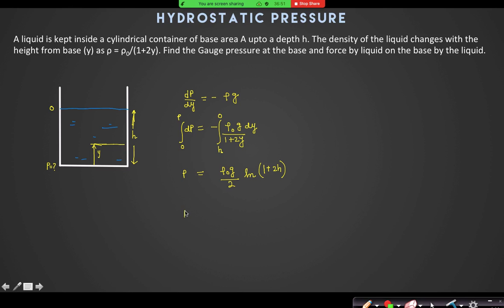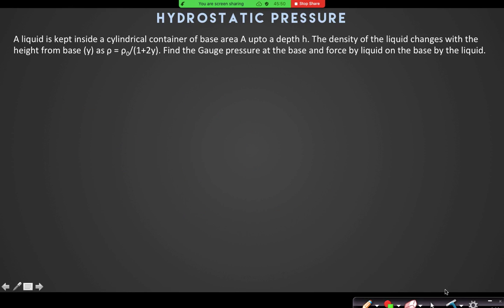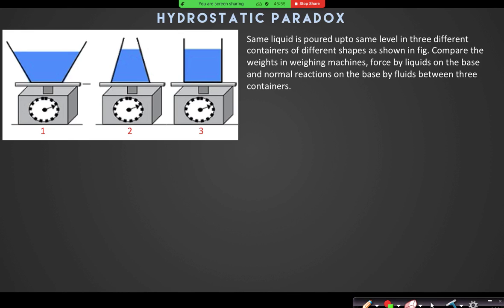And the force is nothing but pressure into area. So that is rho naught g by 2 A into ln(1 plus 2h). These are the answers to this question, right? Now this is an interesting phenomenon known as the hydrostatic paradox.